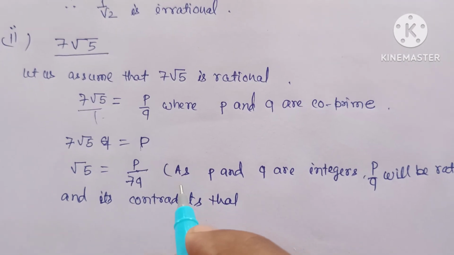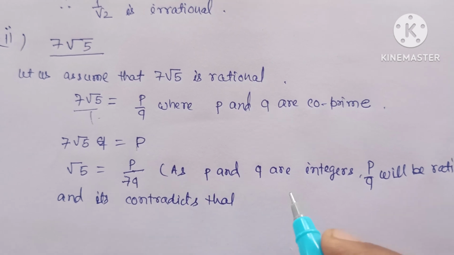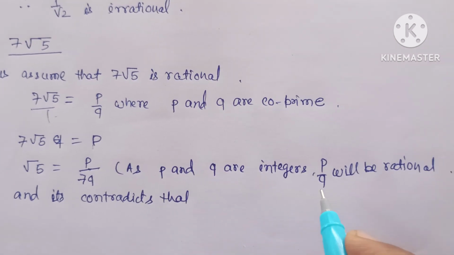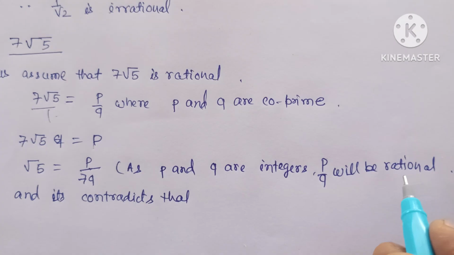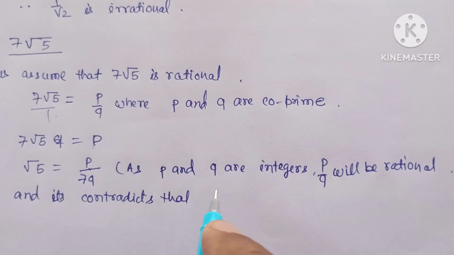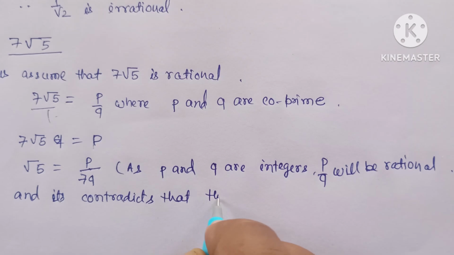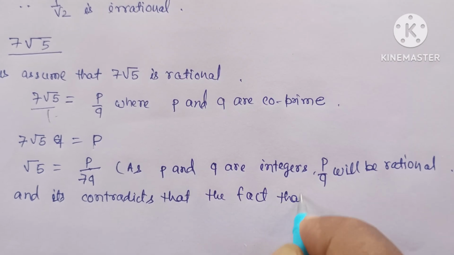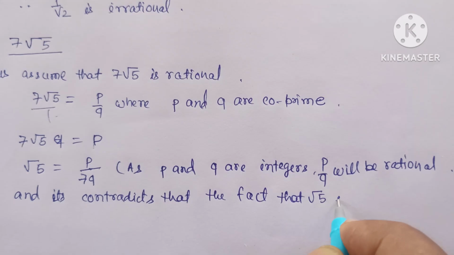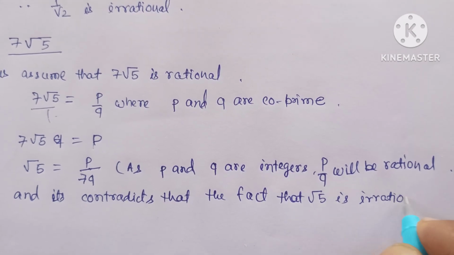As p and q are integers, p by 7q will be a rational number, and it contradicts the fact that root 5 is irrational. So root 5 is irrational.